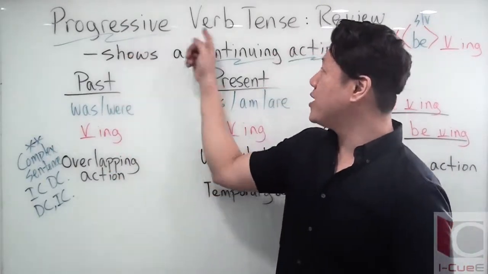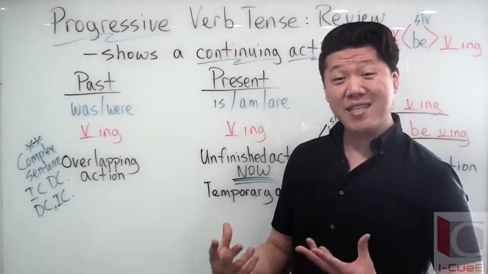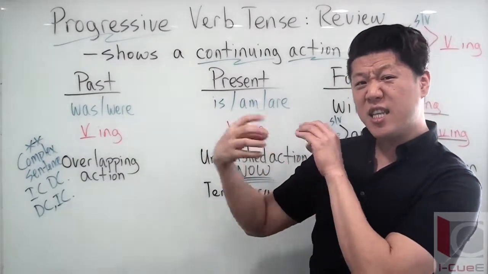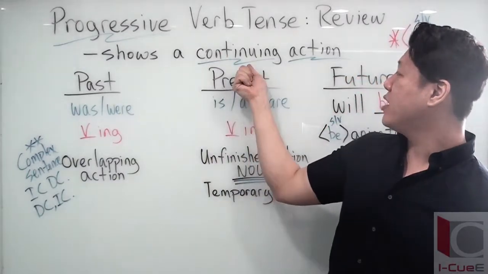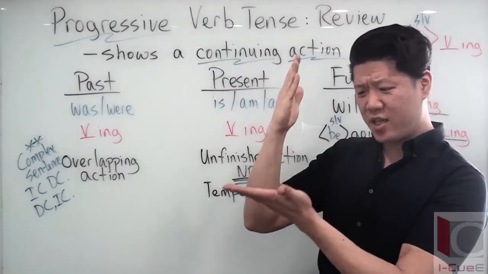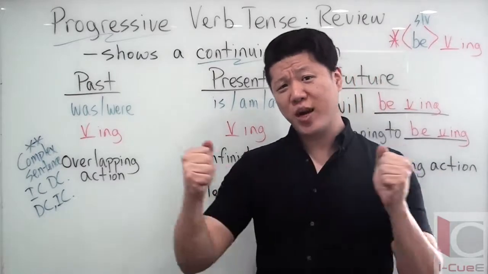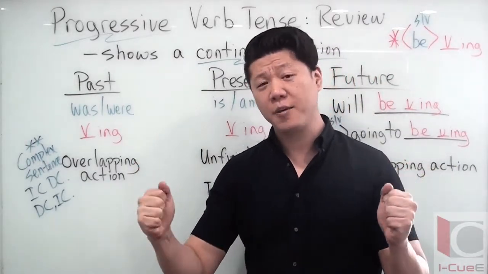So what is the progressive verb tense? Basically, you're doing this idea of a continuing action. So you have an action that is not just at one point in time and then it's done. What you're doing is you're stretching out the idea of time.